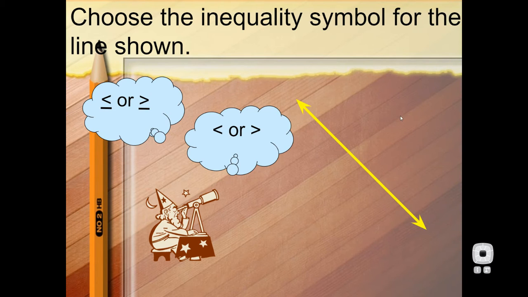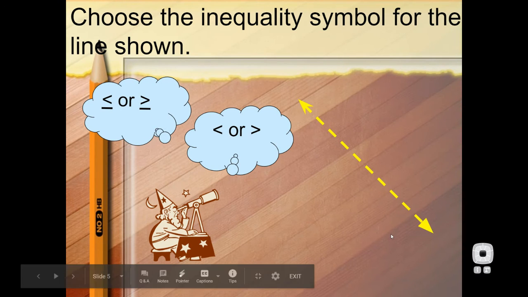All right, so this is a solid line, so it would be less than or equal to. The poll said less than with an equal sign following. So it would be this symbol. One last shot to get this right. All right, no one should miss this now.